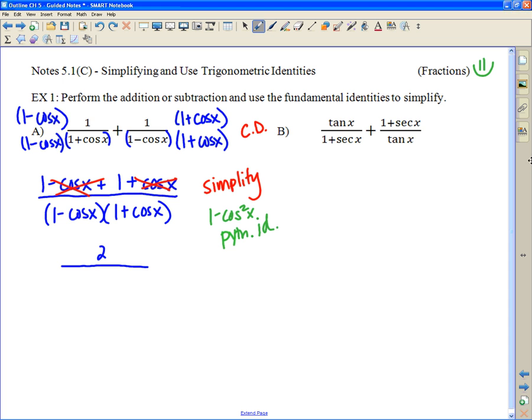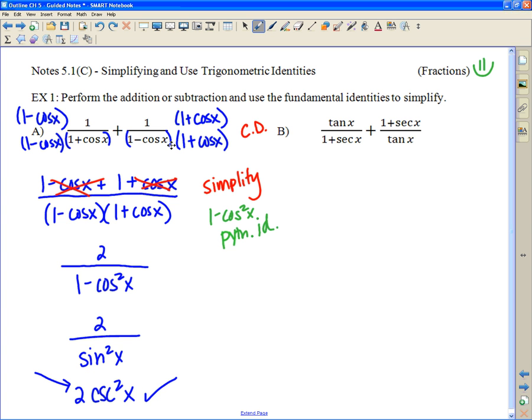So I am going to FOIL these out and write 1 minus cosine squared x. And then thinking about Pythagorean identities, I know that 1 minus cosine squared x is sine squared x. So this problem that started out as being so complicated, the final answer is 2 times the cosecant squared x, which in calculus, it's a lot easier to work with this problem than it is to work with this one. Go ahead and hit pause and try part B on your own.